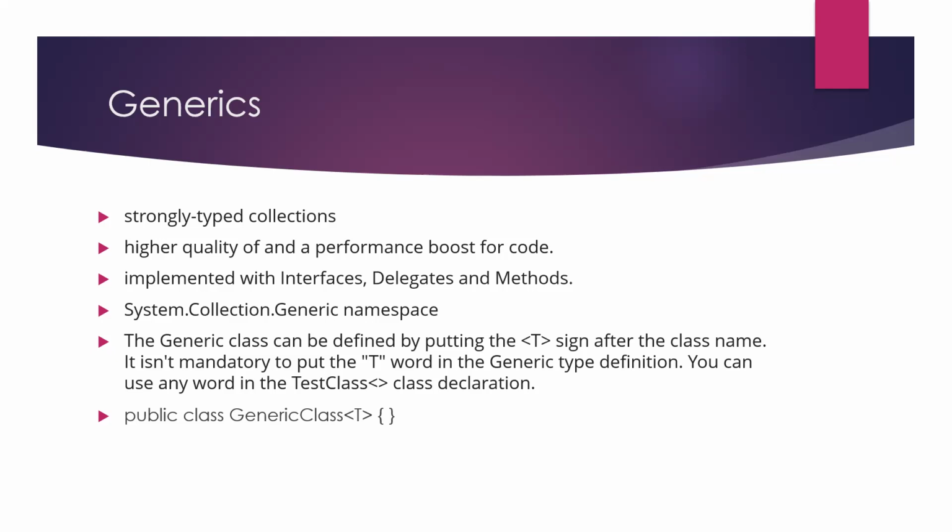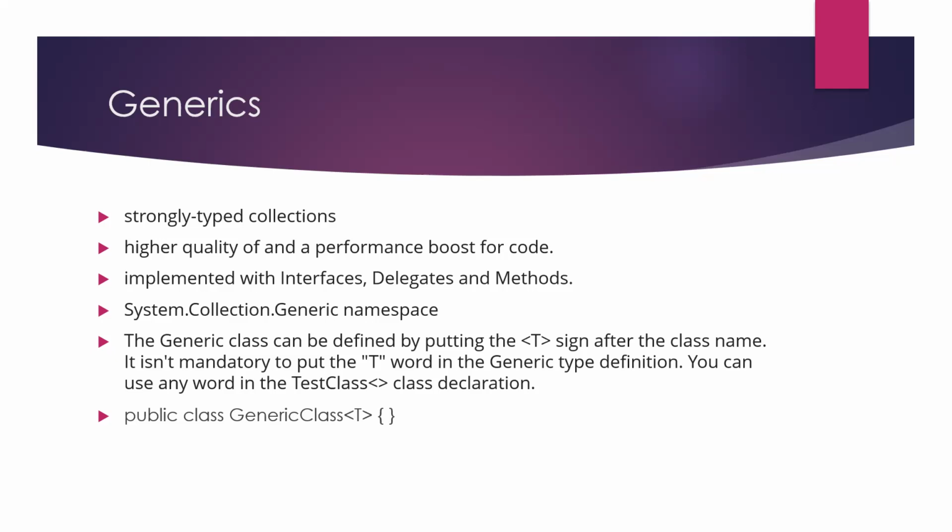What is the namespace for generics? System.Collections.Generic is the namespace for generics. A generic class can be defined by putting the type in between angle brackets. You can see a T sign put right after the class name. It is not mandatory to use the letter T. We can define it with any word.